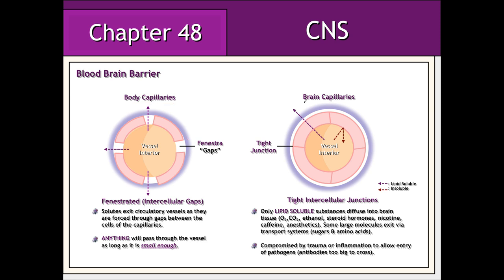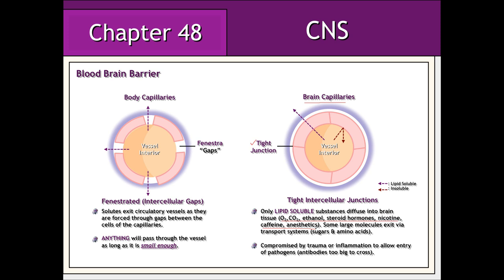In contrast to those found elsewhere in the body, capillaries within the brain are characterized by the presence of tight junctions between cells that make up the capillary wall. As a result, brain capillaries are much more selective than those found elsewhere in the body. Only lipid-soluble substances, such as those listed here, have a tendency to pass directly through these cells into brain tissue. Those substances that aren't lipid-soluble either cannot pass from the vessel or require special transport systems to do so.